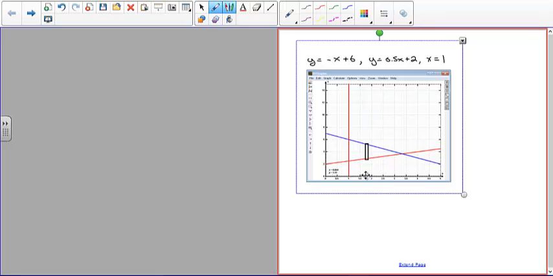And it says we'll do the washer method around the x-axis, and we'll do the shell method around the y-axis. So the washer method around a horizontal axis is the volume is equal to pi times the integral from a to b of capital R of x squared minus small r of x squared dx.